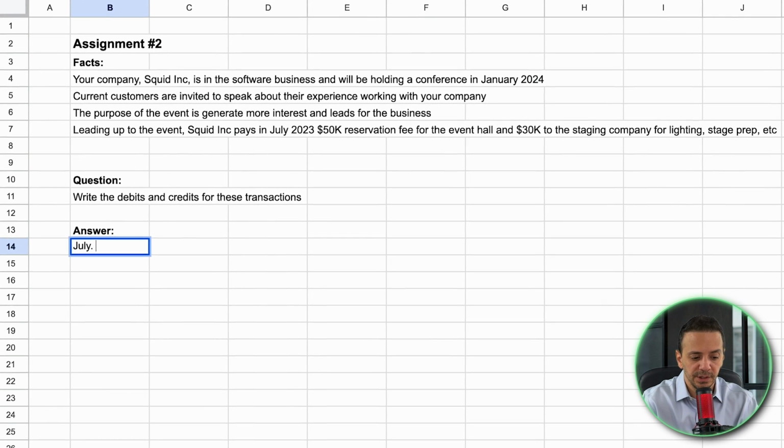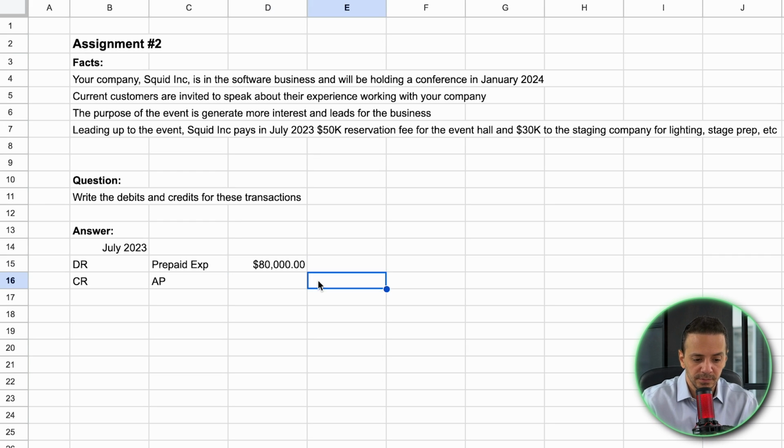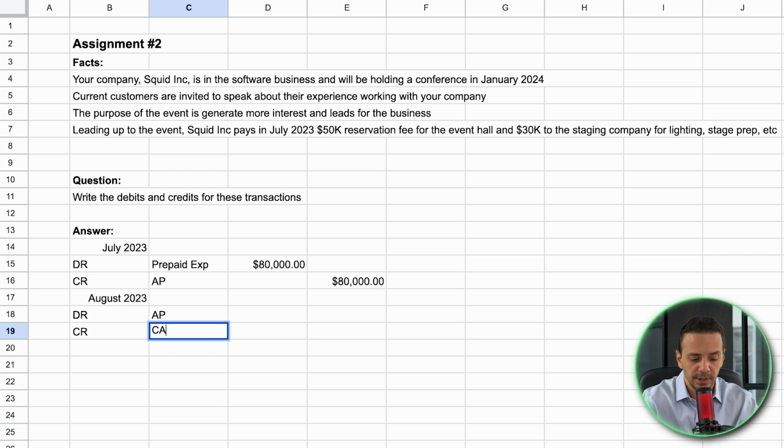So in the current period where the vendor sends an invoice and we potentially pay for this invoice, the debit is going to be to prepaid expense, and the credit is to accounts payable for the amount of $80,000. And once you pay that amount, say in August of 2023, you are going to debit accounts payable and credit cash as the cash goes out the door for the same amount, $80,000.